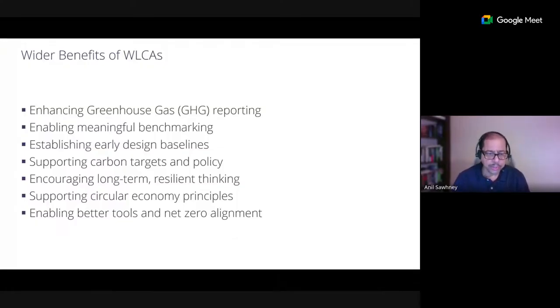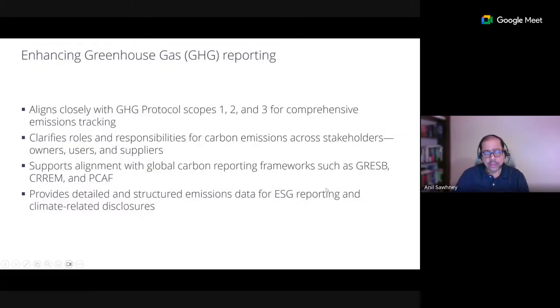We also help enable better tools and net zero alignment if we use WLCAs. So as I previously mentioned, if you start using WLCA, you can move away from spend-based calculations. You can actually find your emissions by your asset, by your project, in your portfolio, and then you can report scope 1, scope 2, and scope 3 emissions. I will share with you briefly after this what is meant by scope 1, scope 2, and scope 3 emissions.